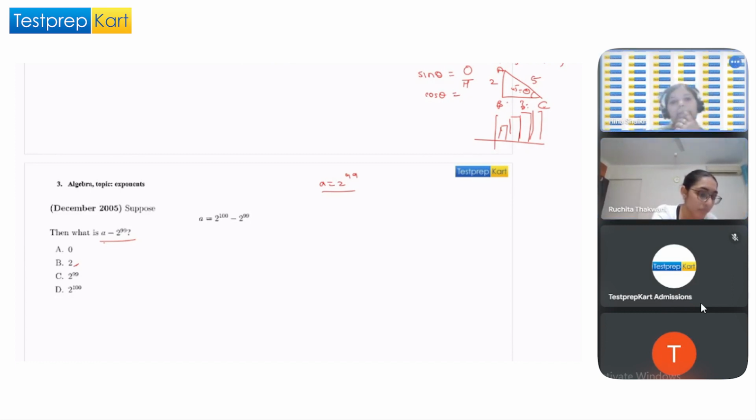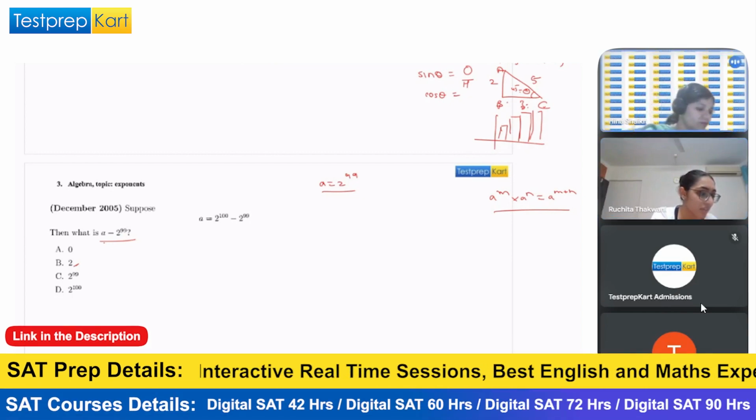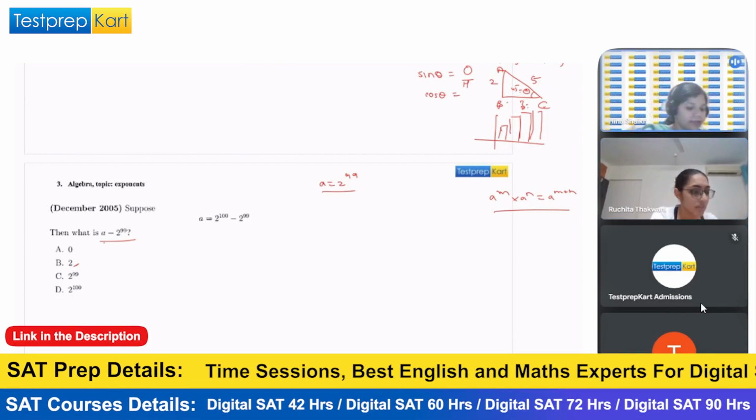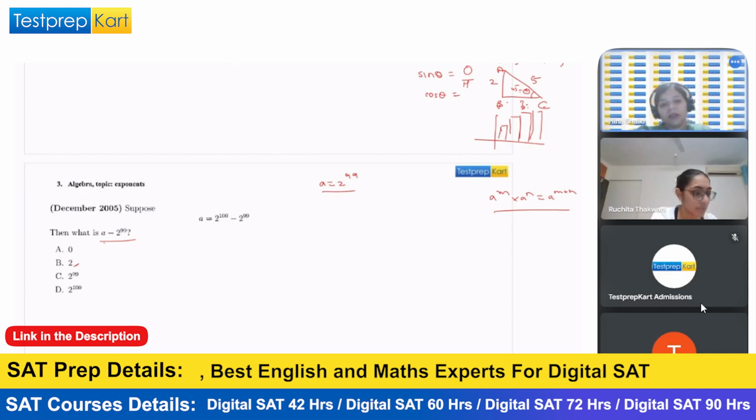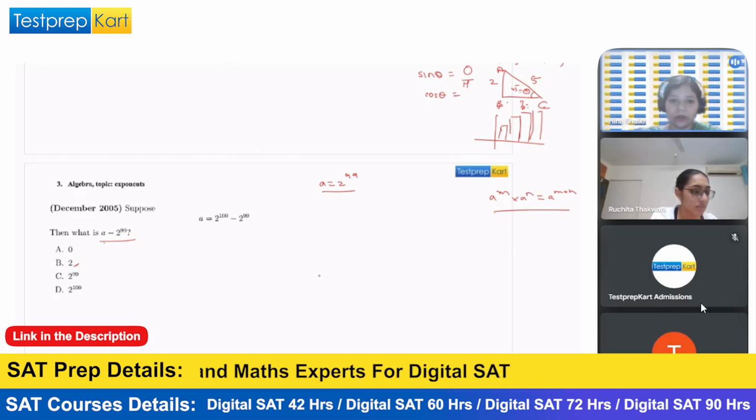That's why we have learned the laws of indices. The first one, A raised to m into A raised to n. Why have we done this? Is it right if I'm getting A as 1? No. Okay, let me see. I think you're making a mistake over here only.